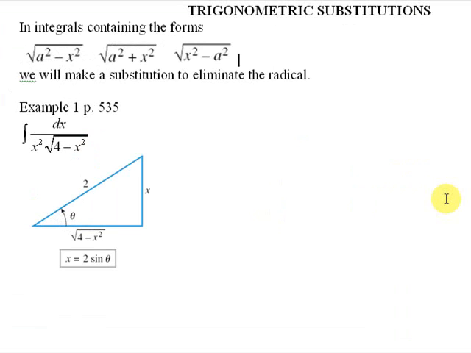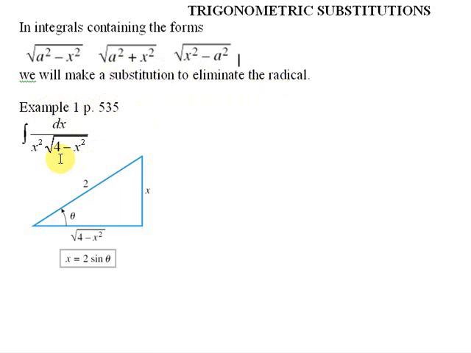In section 8.4, we're going to talk about integrals containing forms like these: the square root of a squared minus x squared, the square root of a squared plus x squared, and the square root of x squared minus a squared. In order to do this, we're going to need to make a substitution that will eliminate the radical. And the type of substitution we're going to use is a trigonometric substitution. The way that this works, let's take a look at example 1.